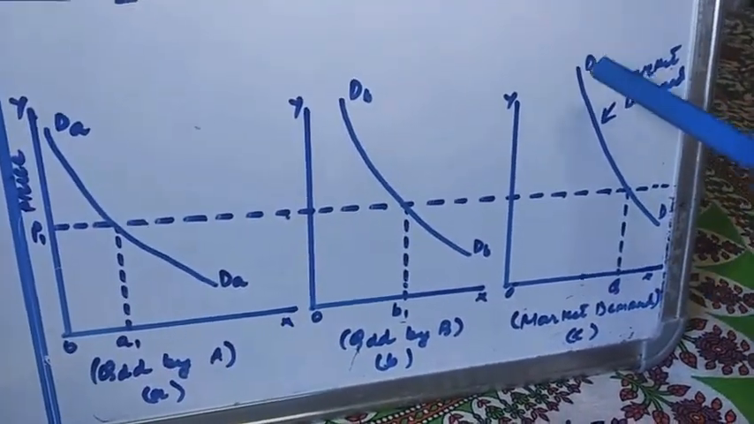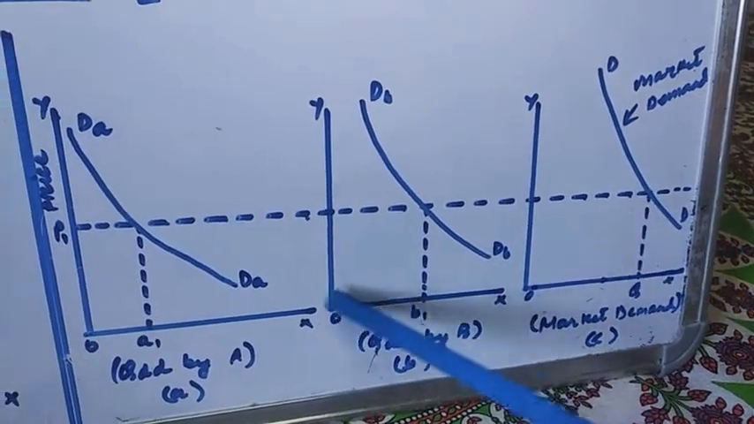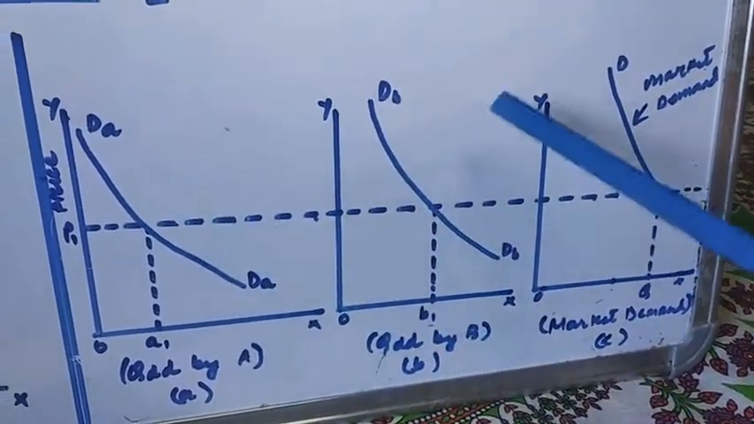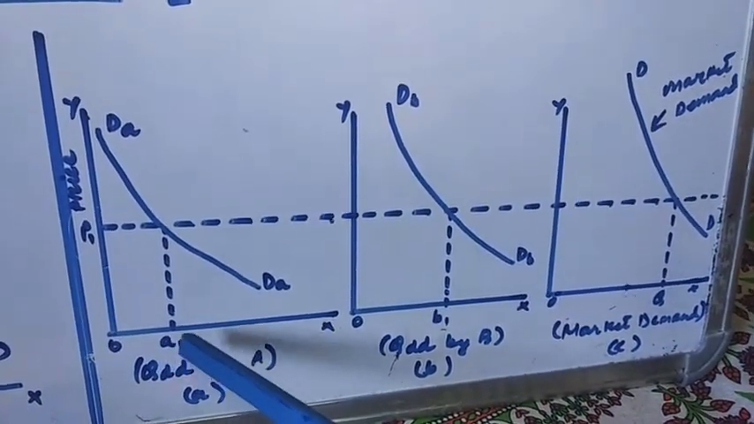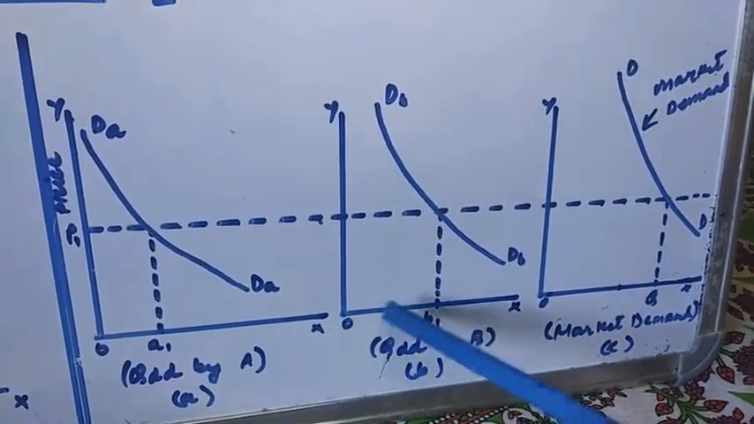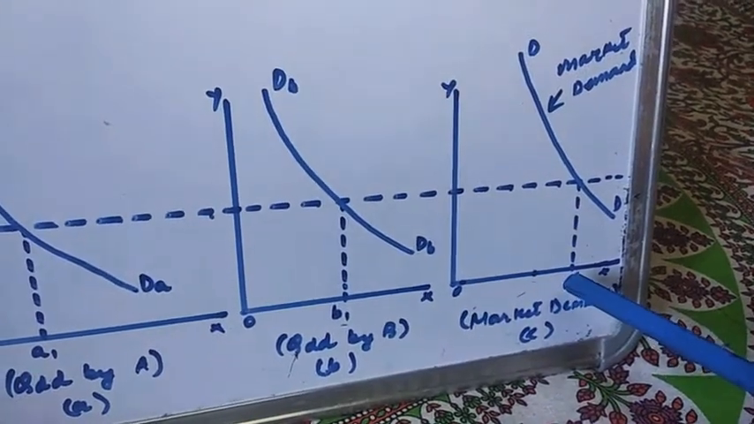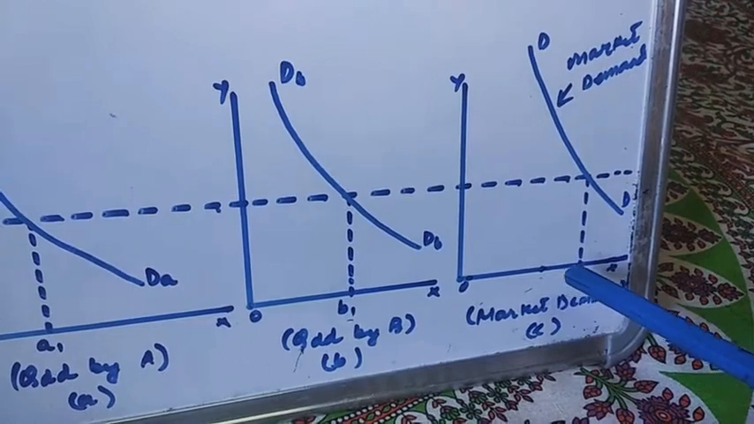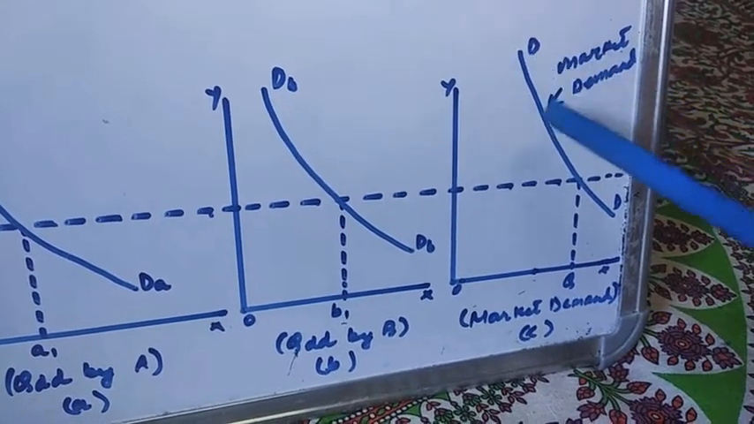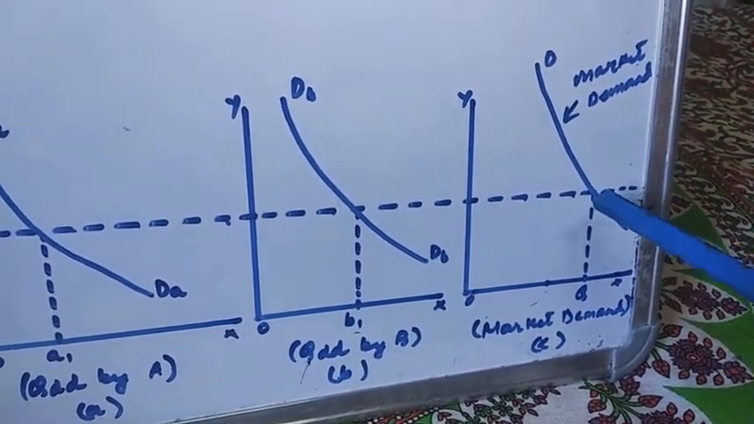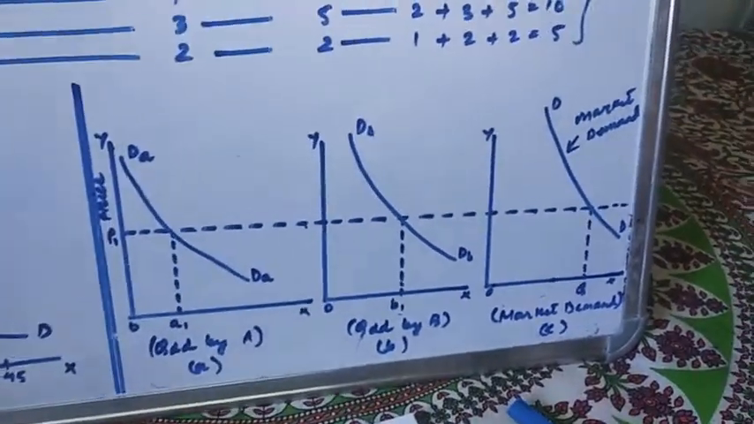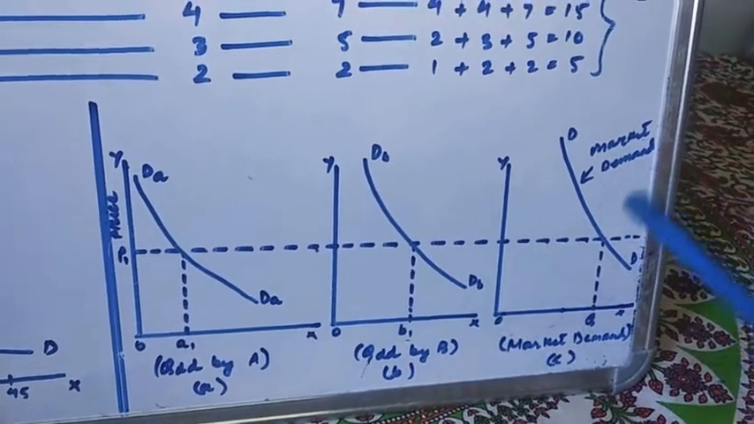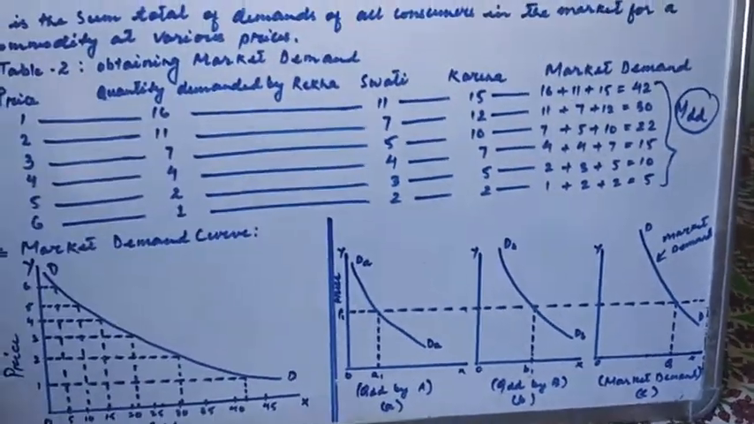And how did we get this DD market demand? It is by summing up the demand curves of consumers A and B. The quantities demanded of A and B are added up to get the OQ quantity demanded, to get the DD market demand curve. That is how we sum up independent consumers' demand to get a market demand curve.